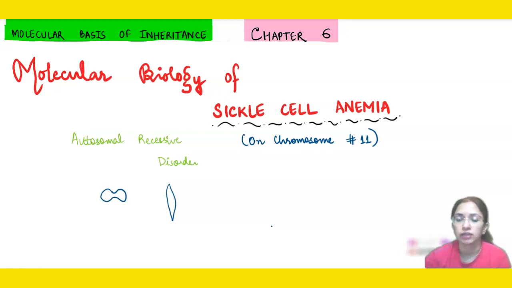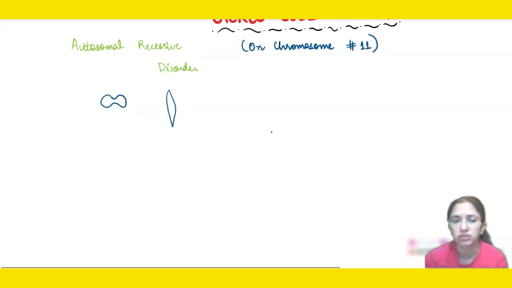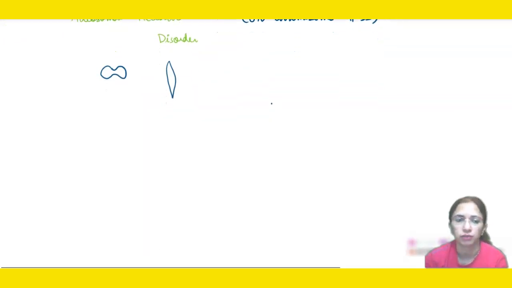The homozygous individuals which carry two recessive alleles die at a very young age because their oxygen carrying capacity is very low. They cannot cope and they die. Whereas the carrier individuals live their normal life, but once they go to a high altitude, it creates problems in them. Now we will see what actually happens and what distorts or changes the shape of the RBC.